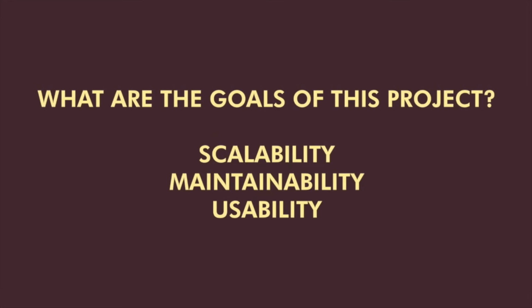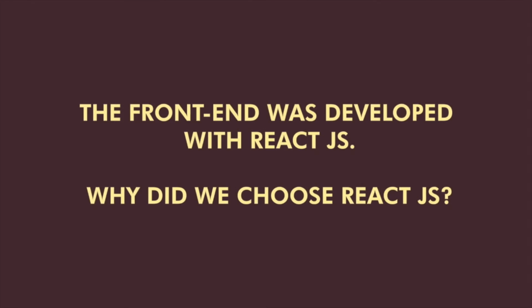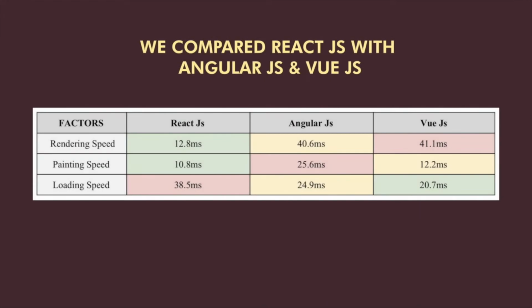The team aims to be able to achieve long-term scalability, maintainability, and usability for the final product of this project. From the table, we can see that React.js is generally faster than the other two frameworks. It is of advantage to us that the main feature of the app is to draw a bounding box over an object, and it has faster rendering and painting speed.